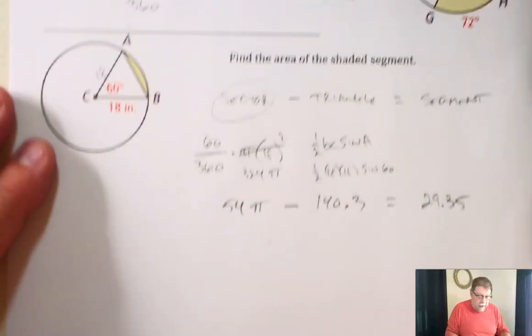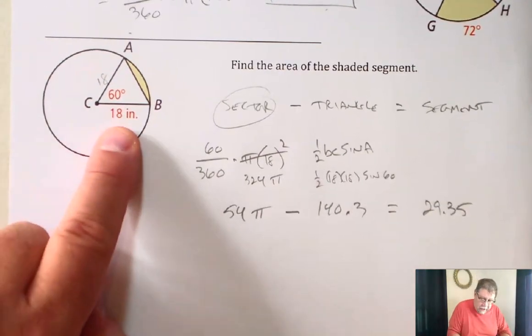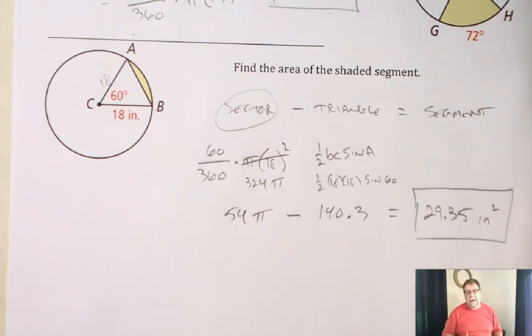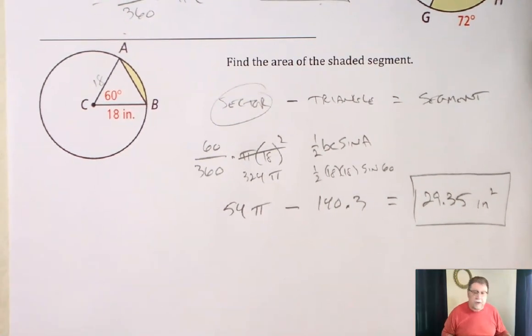And that's an area. It's a tiny piece there. It's an area in inches squared. So my segment should be 29.35 square inches.